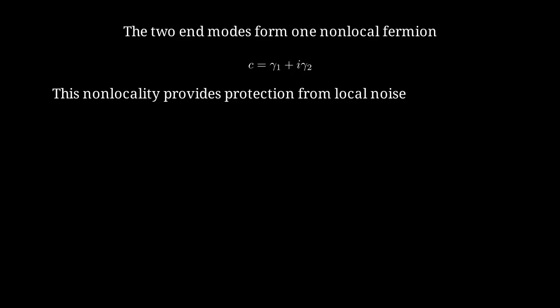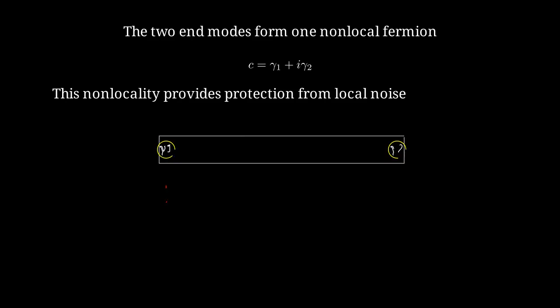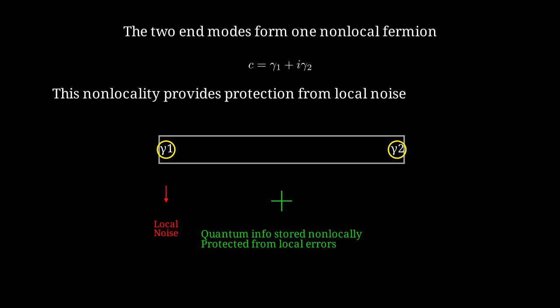Local perturbations at one end can't easily flip the quantum state because the information is stored non-locally across the entire device. The two ends are too far apart for local noise to affect both simultaneously. Here's the protection mechanism visually. Local noise at one end disturbs γ1, but the quantum information encoded in the occupation of the full fermion state, which involves both γ1 and γ2, remains protected as long as the wire is long enough.